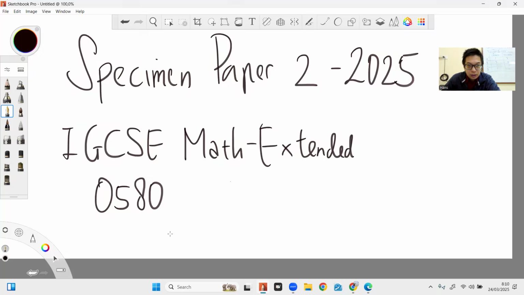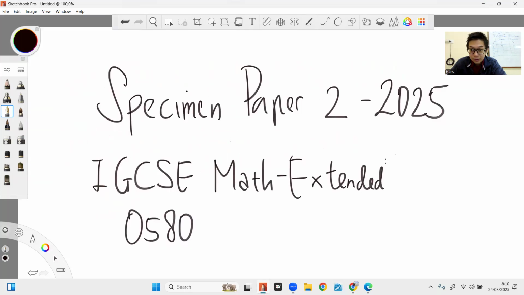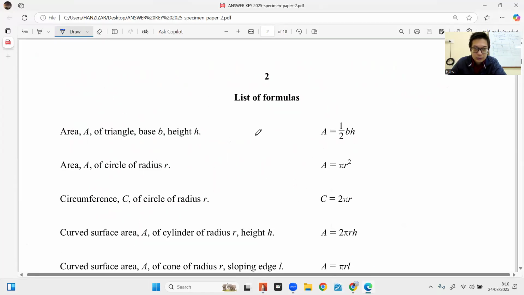Okay, guys, today we are discussing paper 2 of the specimen paper for IGCSE Extended Math. As you can see on the shared screen right now, I will share the screen for a while here. This is the paper that we're going to discuss for 2025, as preparation for your IGCSE test, especially for those who took Extended Math 0580. Let's start. I have the file here.